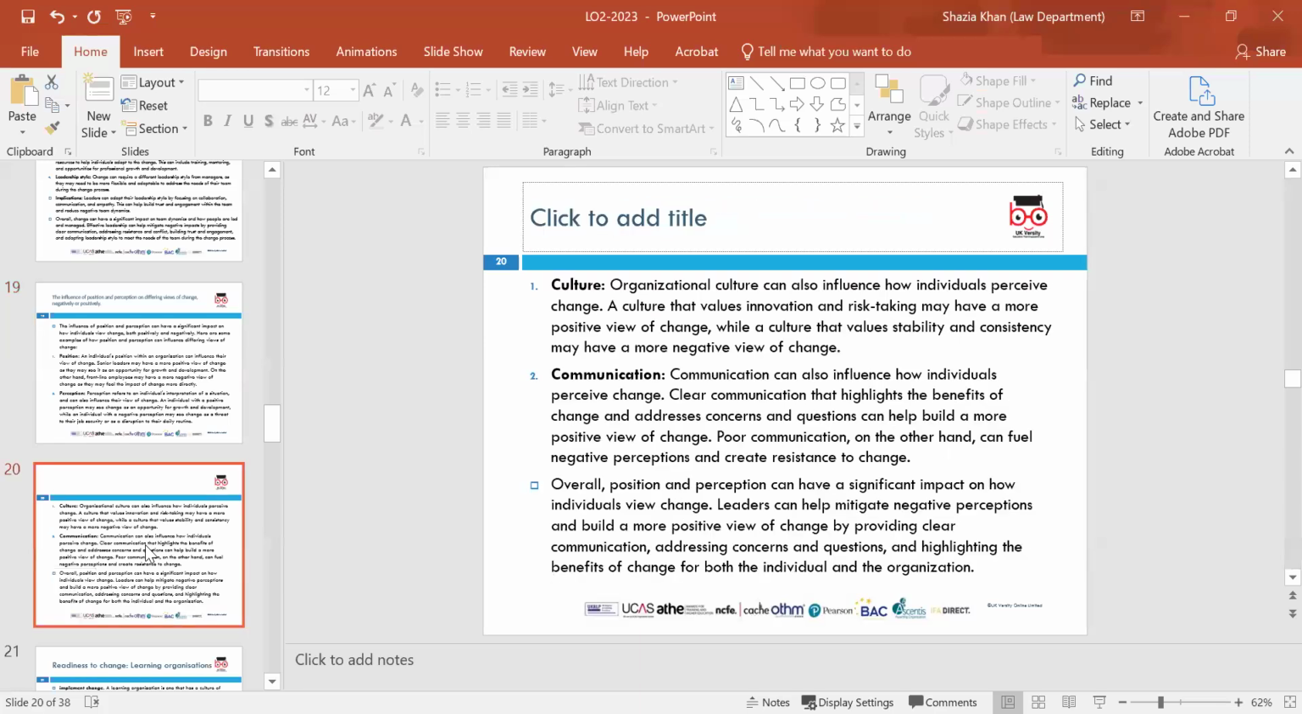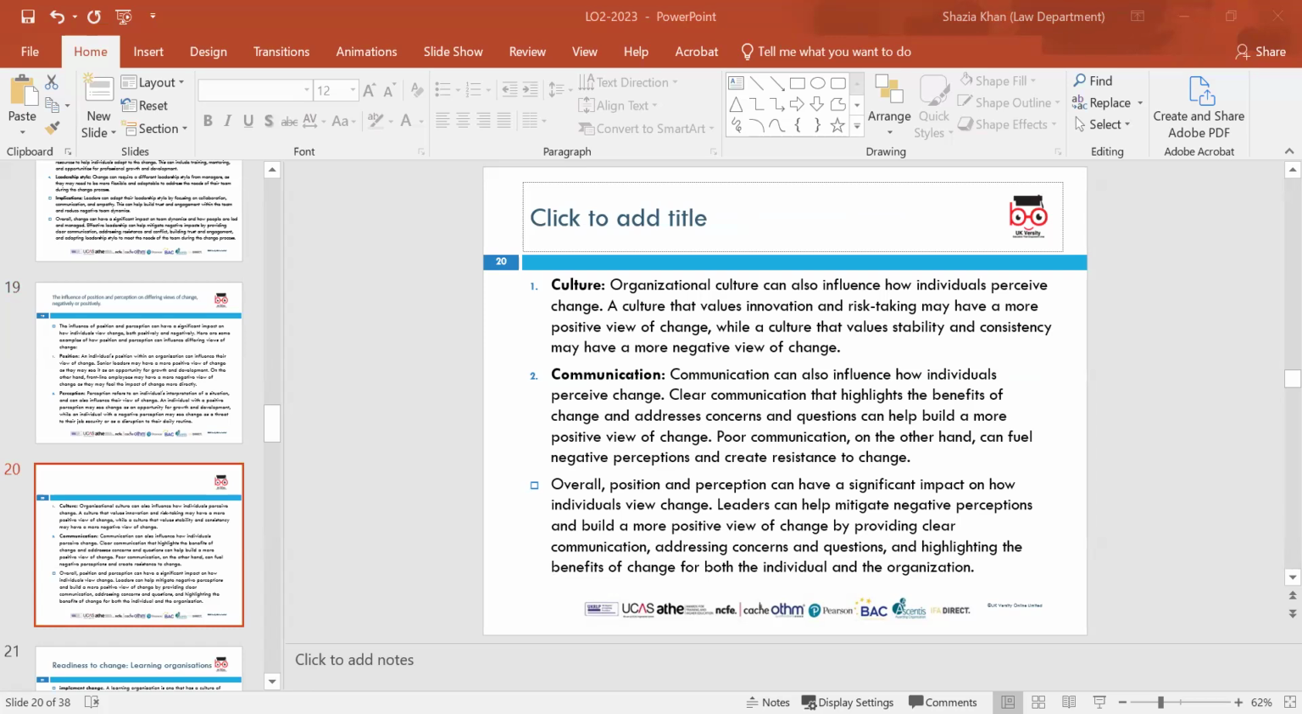The culture of an organization. Do you think culture plays a big part in organizational change? Yes, because people have different cultures. Culture can influence how an individual thinks and how they respond to changes.